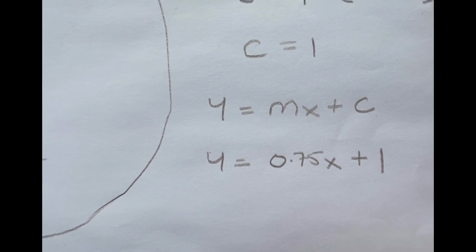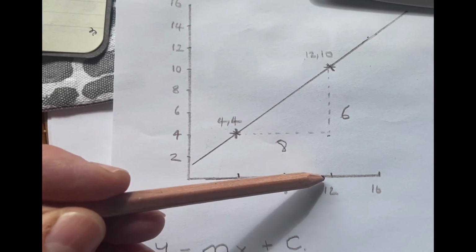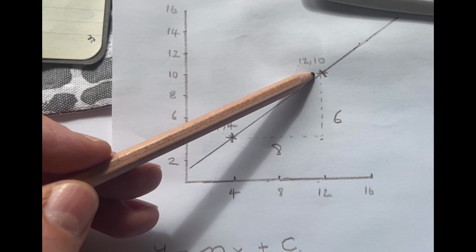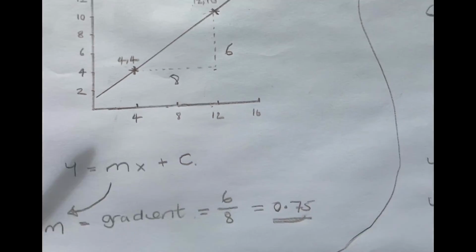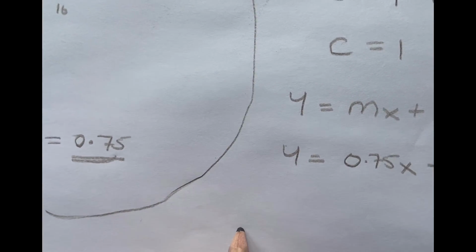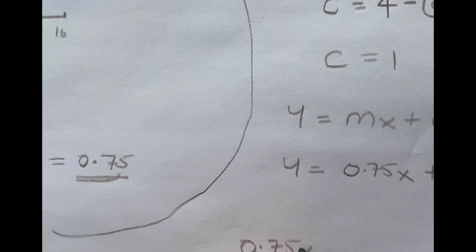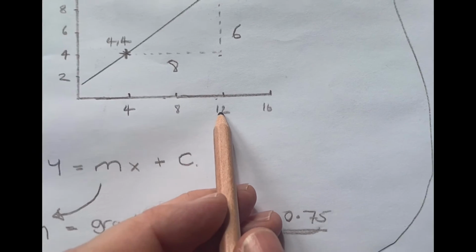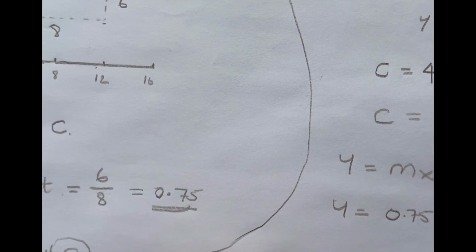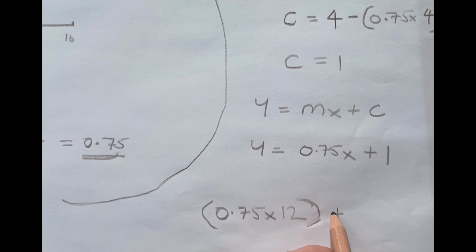So just to prove this works, I'm now going to calculate, using this formula, the x-axis of 12, and we should have a result of y-axis of 10. So therefore 0.75 multiplied by our x-axis of 12, add 1.